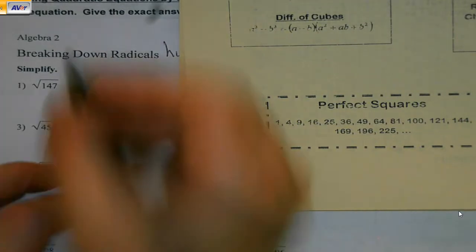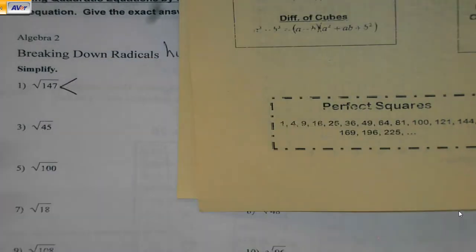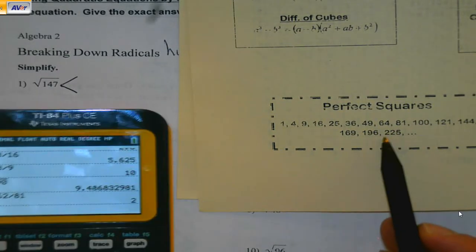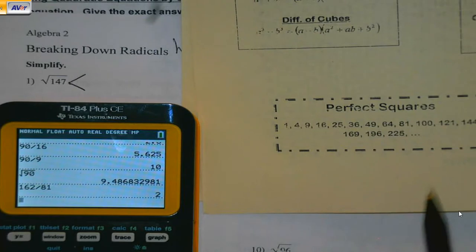So just to get started on one here, we might as well. You're like 147. I don't know what's going to go into 147. Let's see here. Let's try, I don't know, 81. Nah, that didn't work.